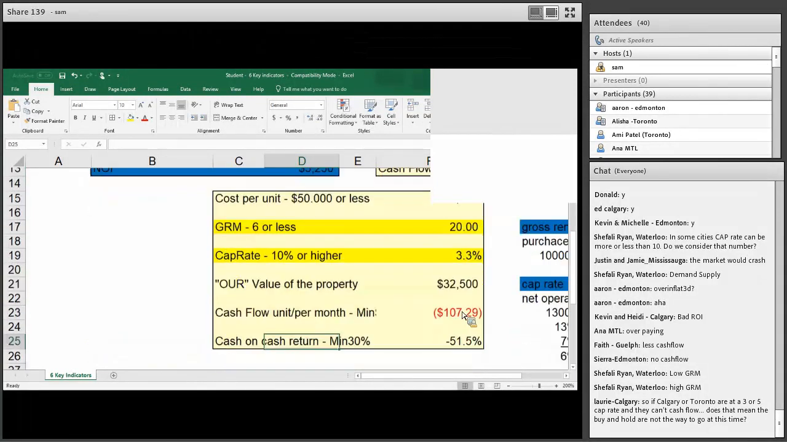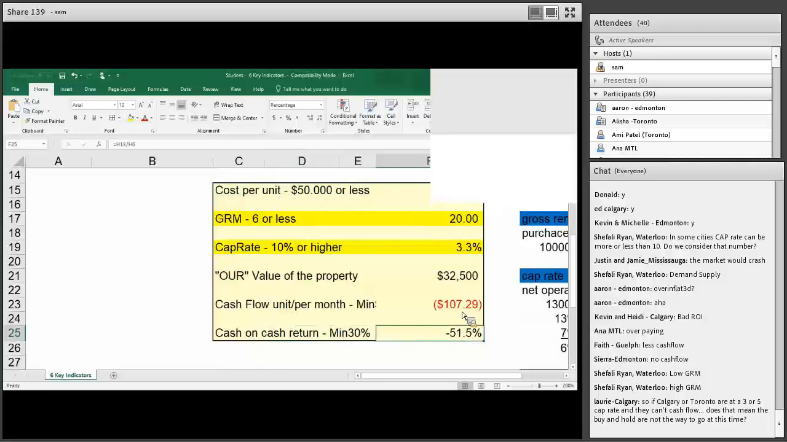So in Calgary or Toronto, where you get at most a 3 to 5 cap rate and they can't cash flow, does that mean buy and hold is not the way to go at this time? Well, this is what I want to tell you. Let the numbers tell you what to do.